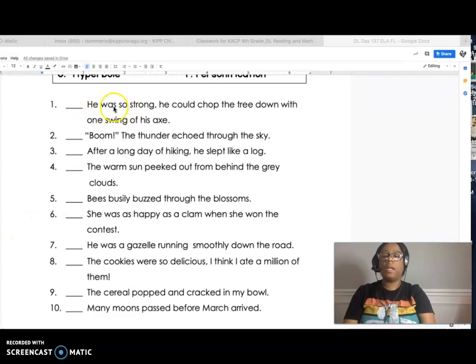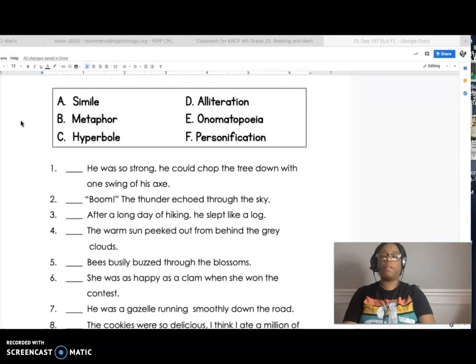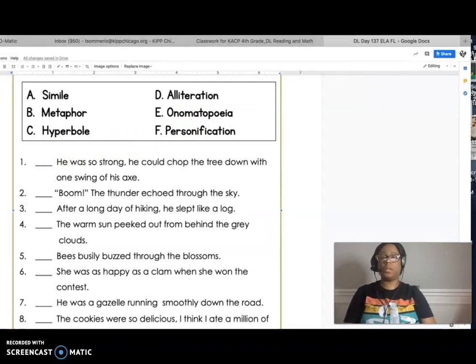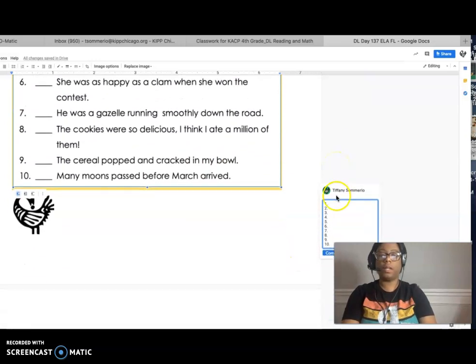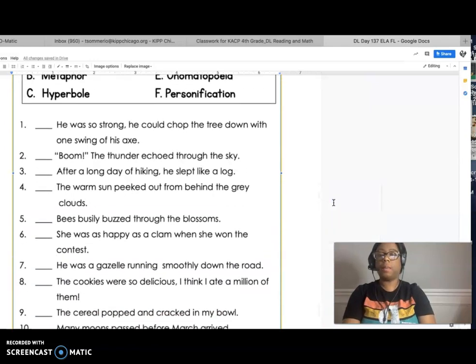Number 1, he was so strong he could chop the tree down with one swing. Now we know that trees are huge, and that sounds like an exaggeration. So what should we put for number 1? Should we put simile, metaphor, hyperbole, alliteration, onomatopoeia, or personification? Number 1 is a major exaggeration, so we will fill in for number 1 C, because it is a hyperbole.